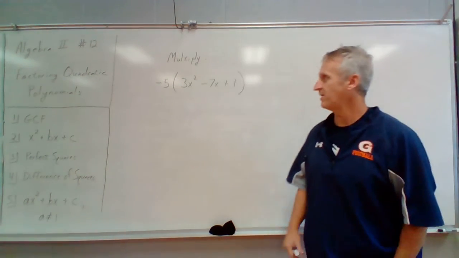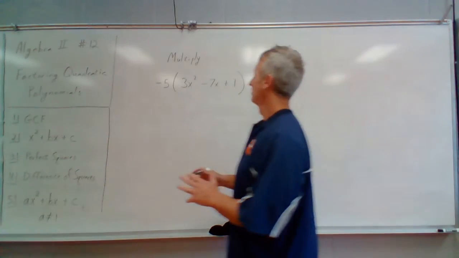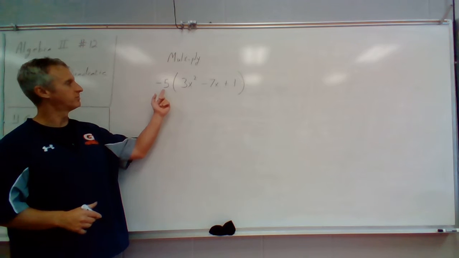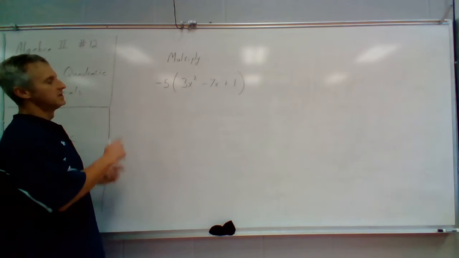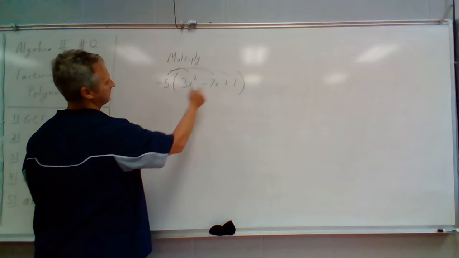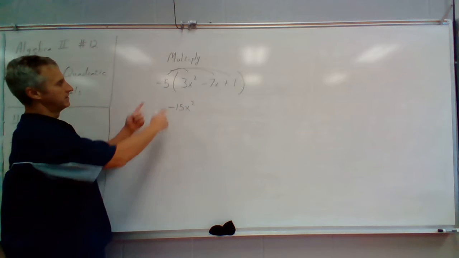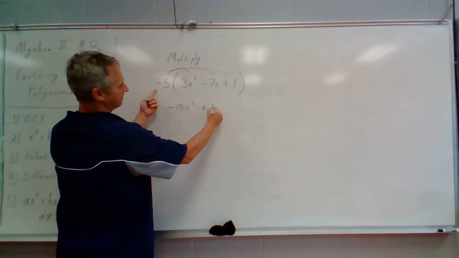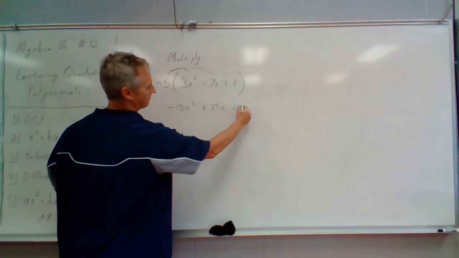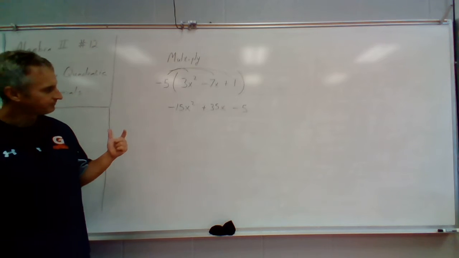All right, so let's talk about factoring quadratic polynomials. First of all, let's multiply this number times this quadratic polynomial. Remember, if I multiply, I'm going to use the distributive property. So I'll have negative 15x squared, and then plus 35x, and then minus 5. So we know how to multiply that using the distributive property.